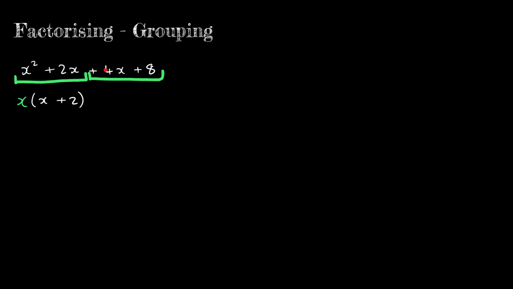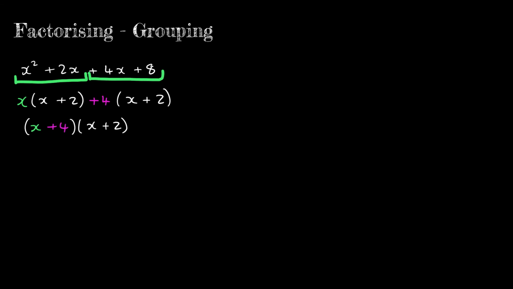I'm then going to take out what's common in the next 2. And what's common in the next 2 is going to be 4. So I'm going to take out a plus 4. Okay. And 4 goes into this, x plus 2, because 4 times x is 4x, 4 times 2 is 8. Okay. You can see there that I've got x plus 2 and x plus 2. So I can go back a step there and I can write x plus 4 times x plus 2.